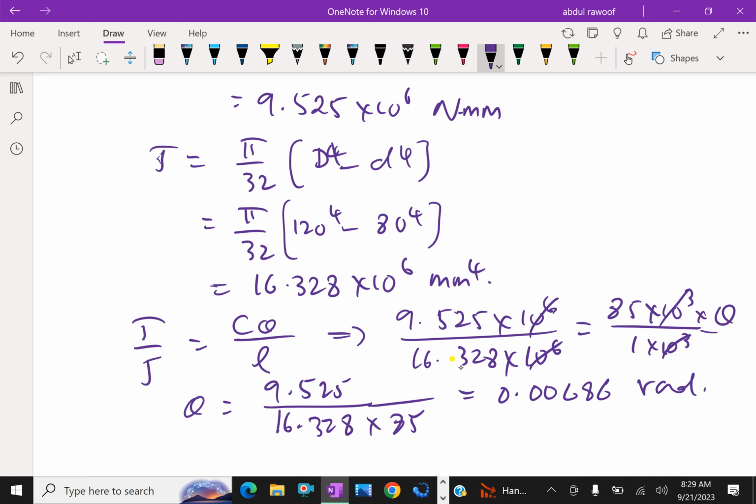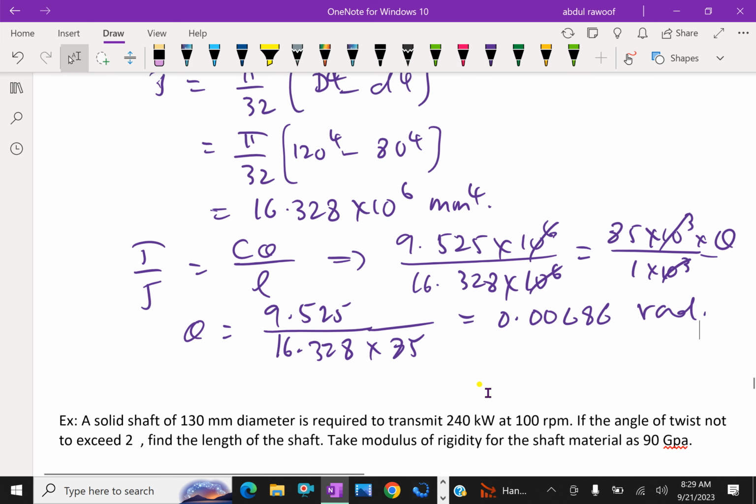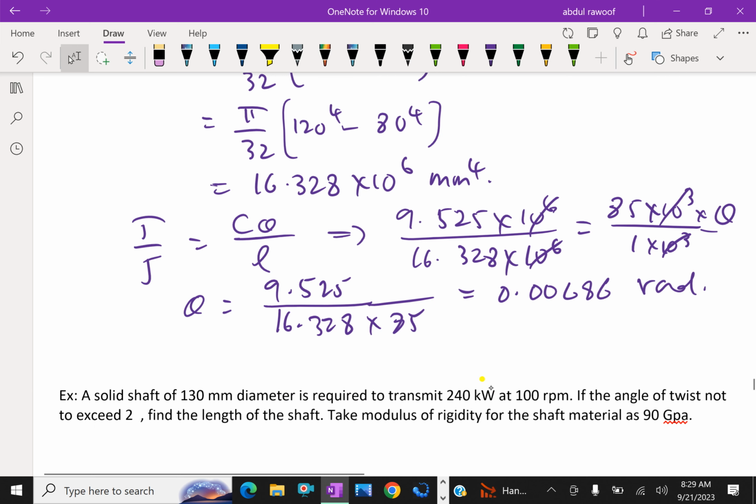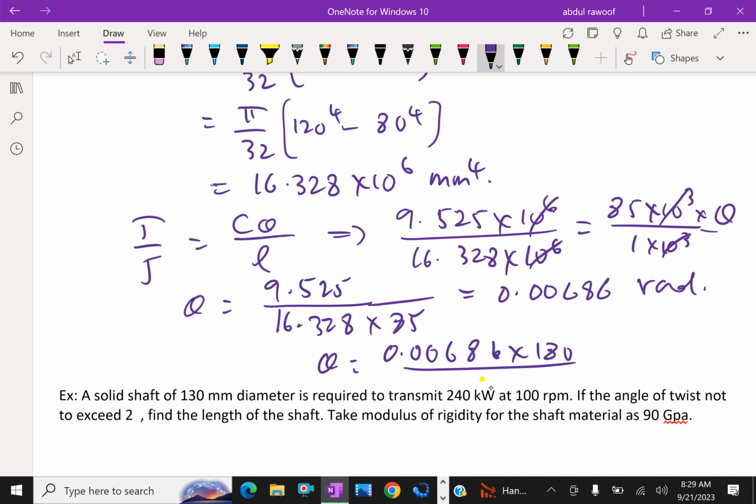That equals 0.00686 radians. You have to convert this radian to degrees, that is theta equals 0.00686 into 180 over pi, which is approximately equal to 0.4 degrees.